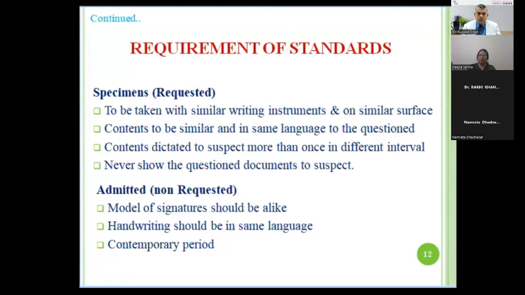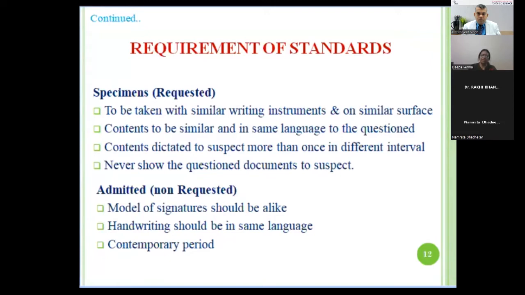And never show the question document to the suspect, as there are more chances to alter or try to hide his identity through modification, alteration, or disguise of the characters. So the question document should not be shown to the person from whom you have to collect the specimen writings or request writings.